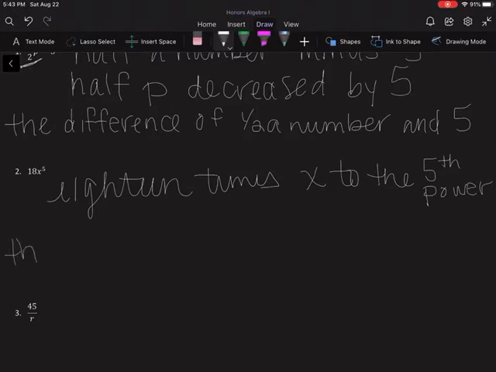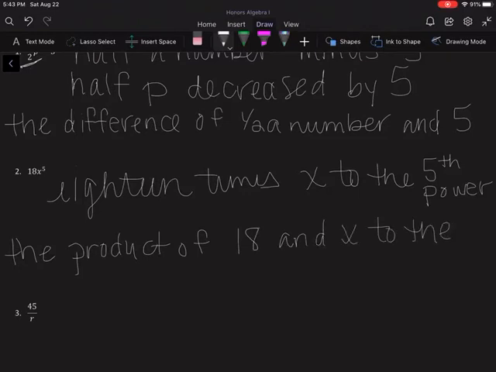Or we can say the product of 18 and x to the 5th power. All right. We could use multiplied too. Excuse me. We can use 18 multiplied by x to the 5th.